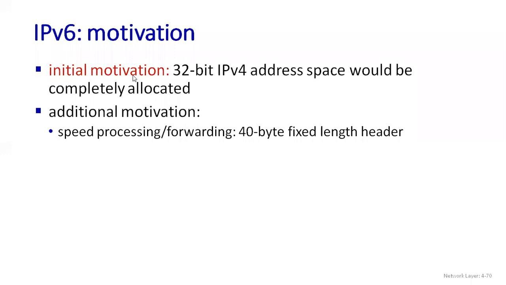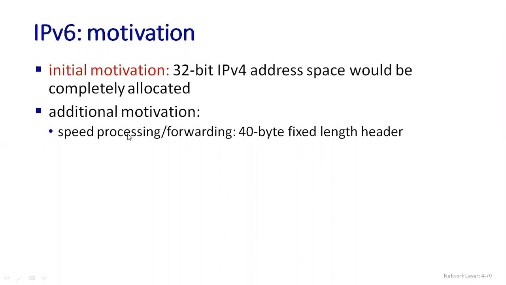So what will be the additional motivation for IPv6? The additional motivation will be the 40-byte fixed-length header. We have one table, right? One IPv6 data table will be there, showing in which format you are going to send a message whenever you send any message.